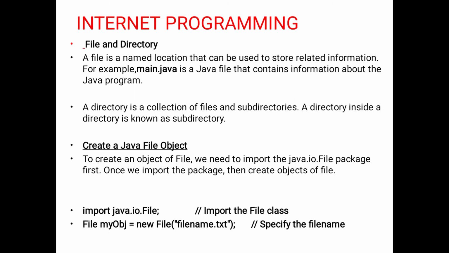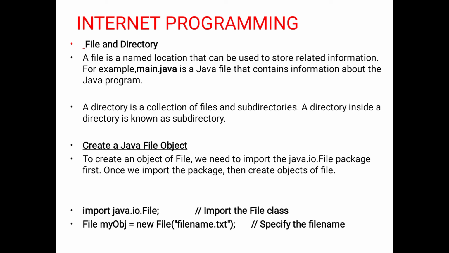And the next one is file and directory, right? Before going to file and directory, in general words, what is a file? A file is a collection of data or a collection of information. A file is a collection of records, and a record is a collection of fields. That is the meaning of file. A file is a named location that can be used to store related information.